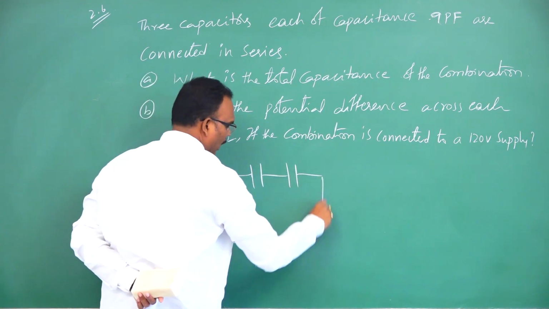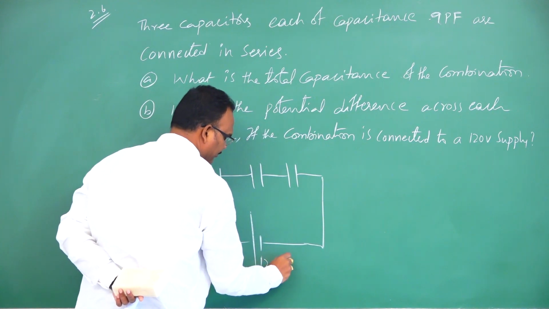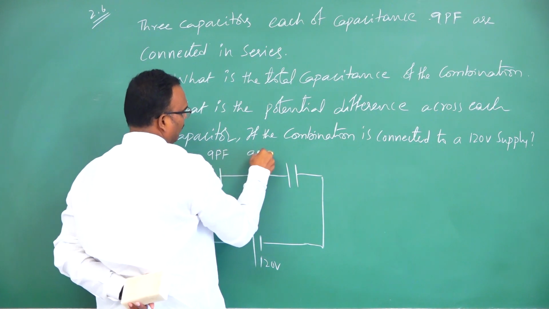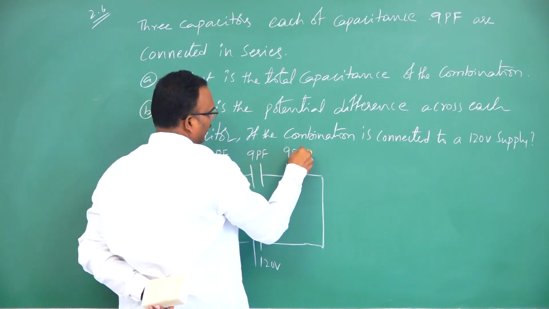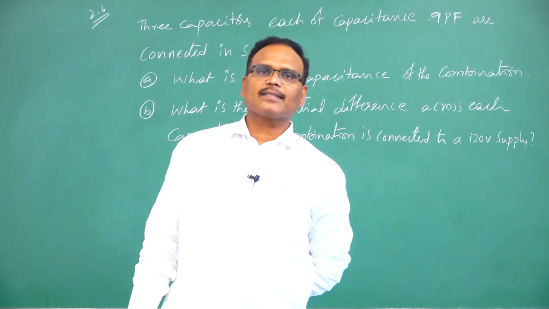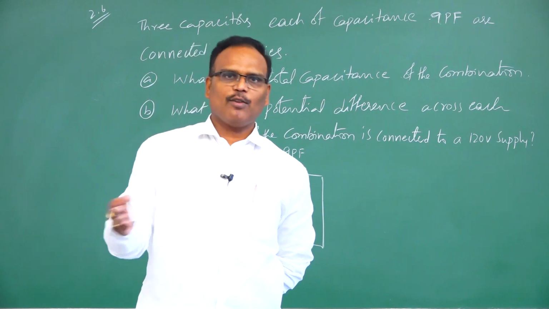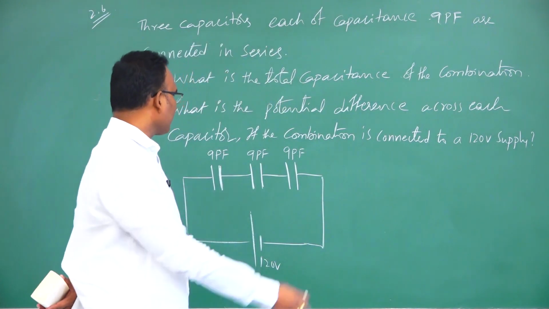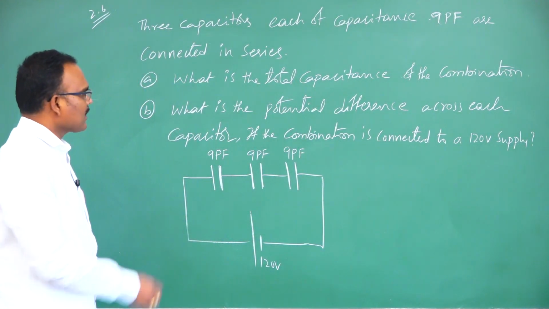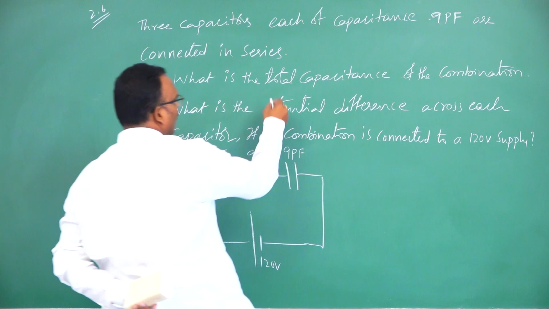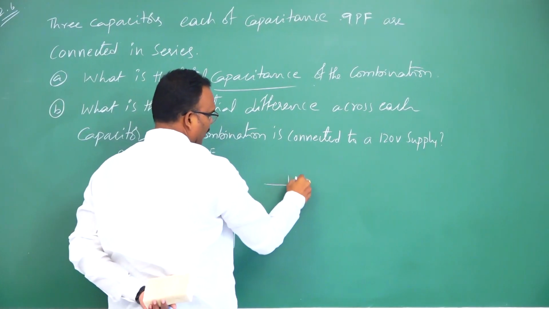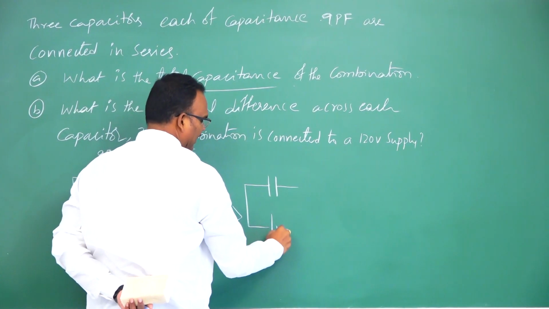This is connected to 120 volt supply. This is 9 picofarad, 9 picofarad, 9 picofarad. We know in series combination, charge on each capacitor is same. Potential divides. Okay, that's why they have asked here what is the potential difference across each capacitor. First we need to calculate the effective total capacitance. That means these 3 capacitors are going to be replaced with one single capacitor.